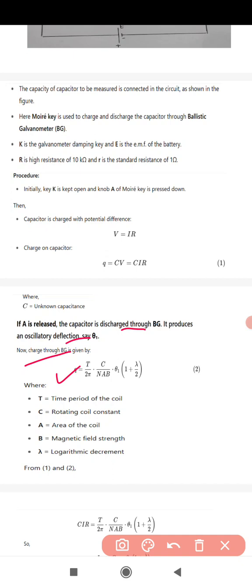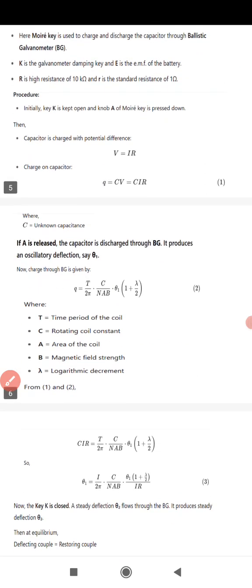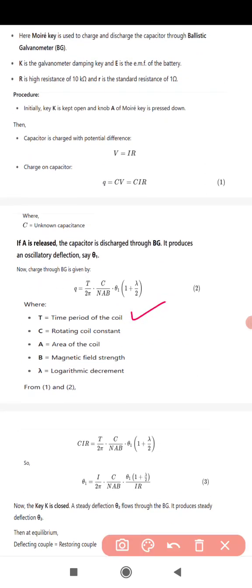Q is equal to T divided by 2 pi into C divided by NAB into theta 1 into (1 plus lambda by 2). Here, T is the time period of the coil, C is the rotating coil constant, A is the area of the coil, B is the magnetic field strength, and lambda is the logarithmic decrement.